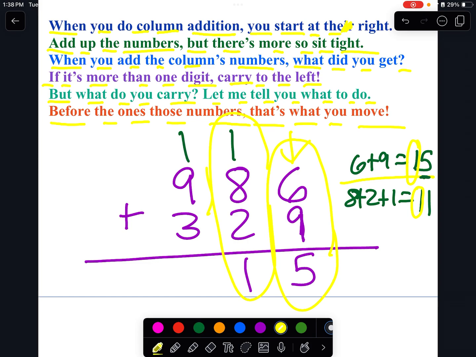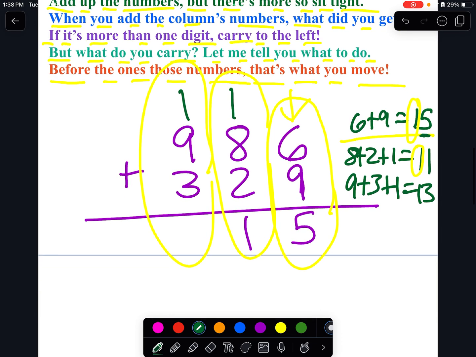And now we're going to look at this column, and we're going to add 9 plus 3 plus 1. What is 9 plus 3? That's 12, plus 1. That's 13. And now, here's what's cool: because you're in the leftmost column, there are no numbers there. What you get to do is just write 1 and 3 next to each other. You can keep those numbers.